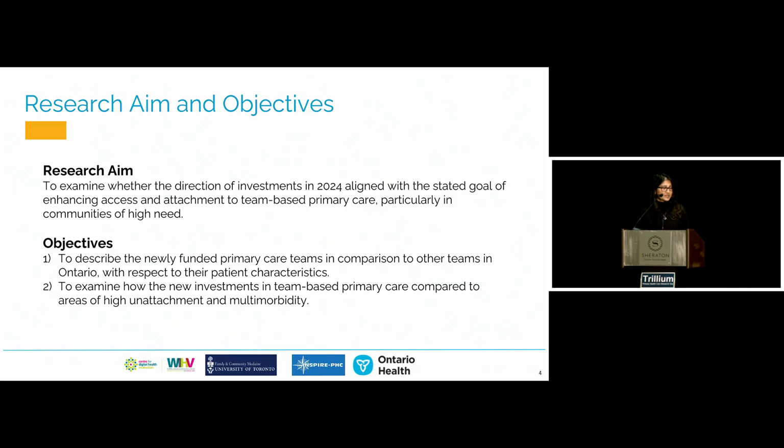So we set out to examine exactly that, whether the direction of the initial 2024 investments aligned with the intended goal of enhancing access to primary care, particularly in high-need communities. We had 2 objectives specifically. First, to describe the new teams compared to existing teams on the patients that they serve. And secondly, a more area-level focus to examine how the new investments were distributed relative to areas with high levels of unattachment and multimorbidity.